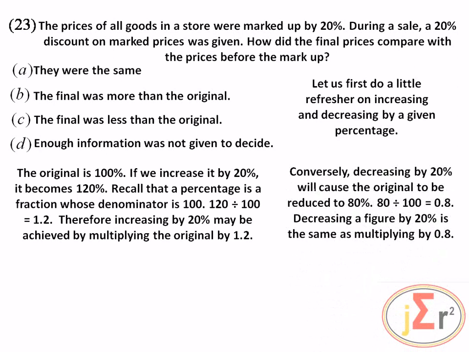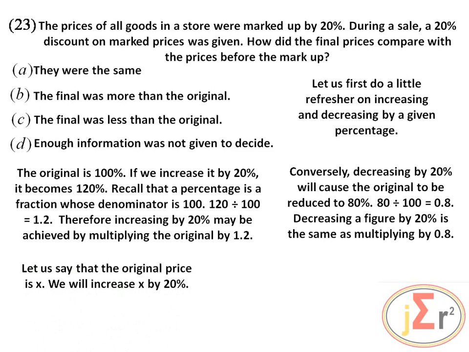Conversely, decreasing by 20% will cause the original to be reduced to 80%. 80 divided by 100 is 0.8. Decreasing a figure by 20% is the same as multiplying by 0.8.